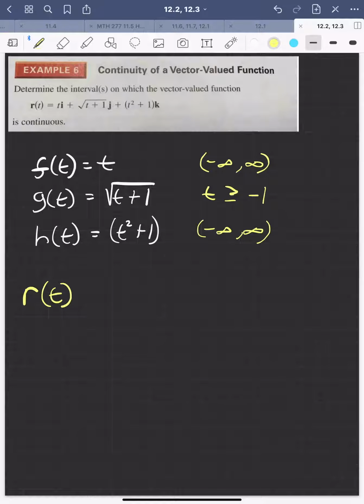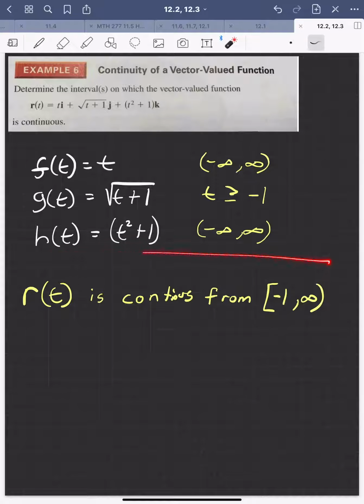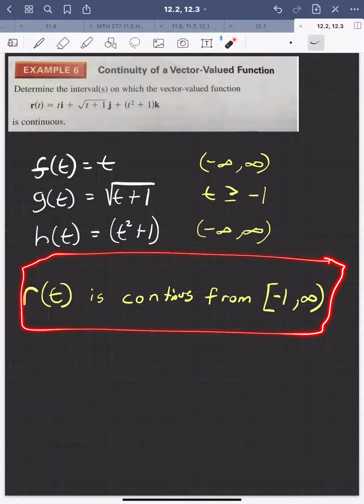So r of t, let's make a statement, is continuous from what? Well, t has to be greater than or equal to negative 1. So if we start from negative 1 and then proceed to everything greater than negative 1, this would be the points of continuity. Continuous everywhere from -1 to infinity.